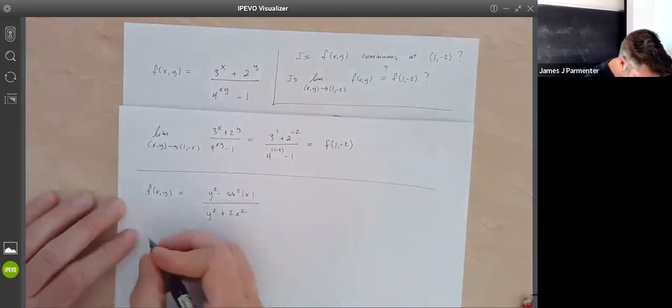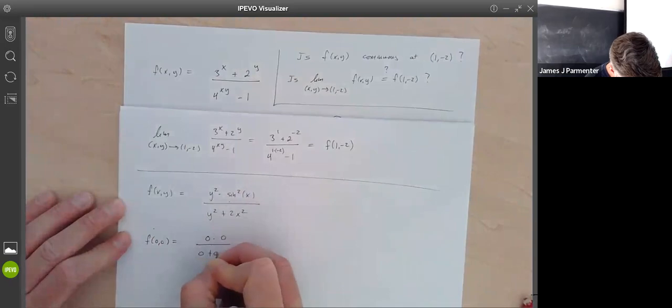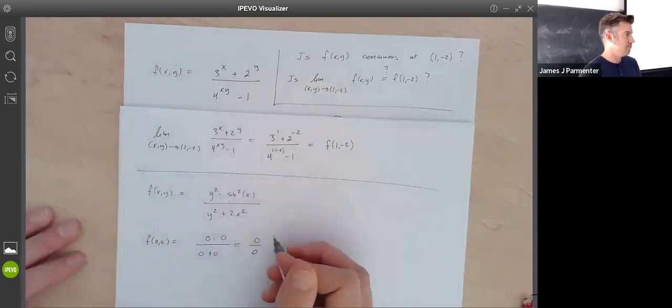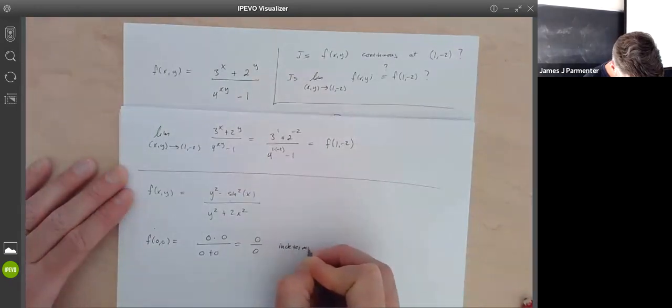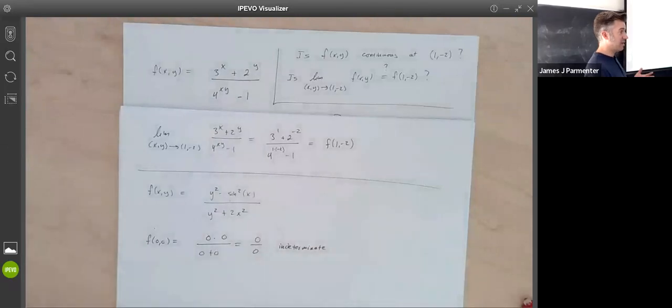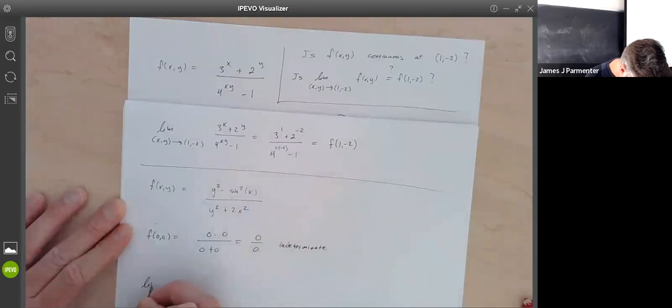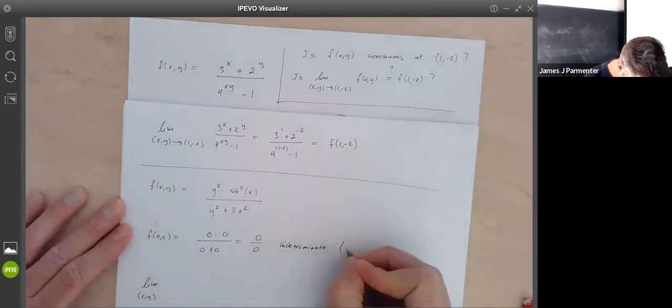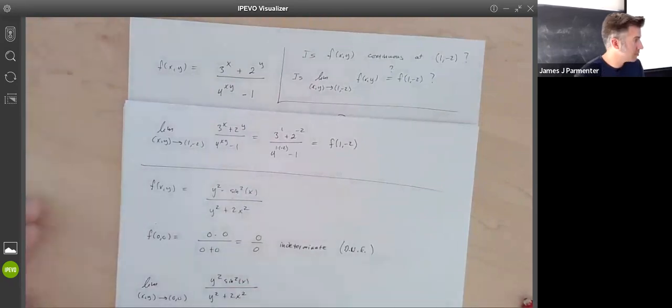If I plug in (0, 0), I'm going to get 0 times 0 over 0 plus 0. And 0 over 0 is undefined, specifically indeterminate, which means it can end up taking on any value. However, this limit as (x, y) goes to (0, 0) of this function, this limit actually does exist.